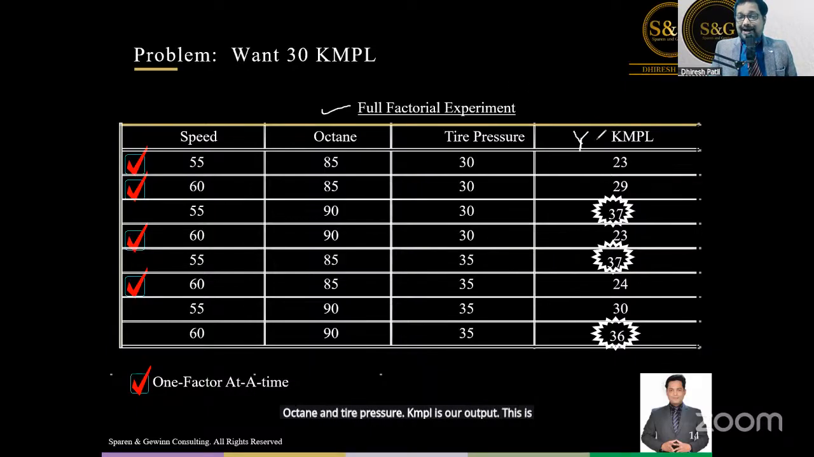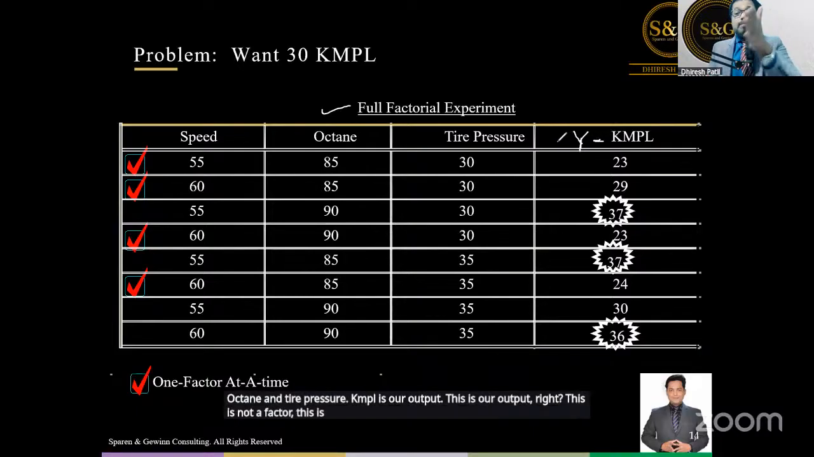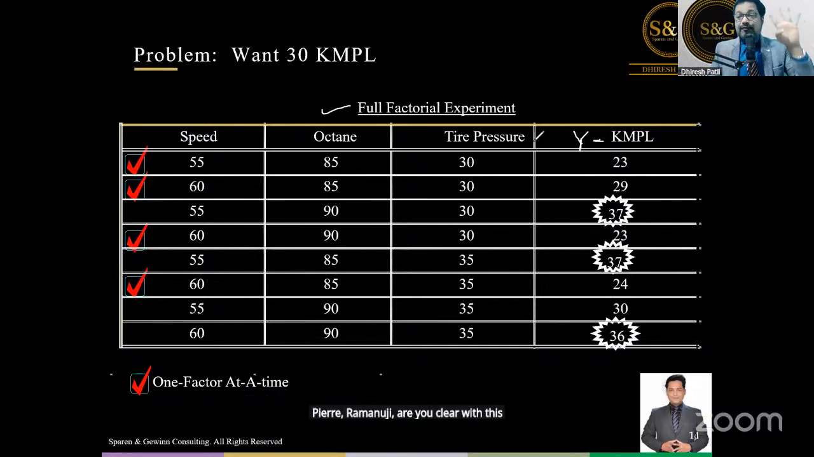This is our output, right? This is not a factor. This is our output जो हम लोग measure कर रहे हैं. Clear? Ramanuji, are you clear with this? So we have 3 factors.